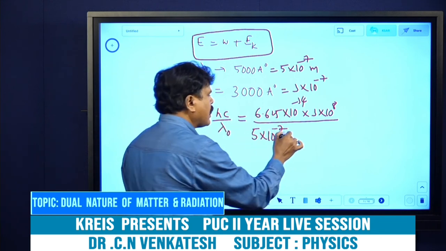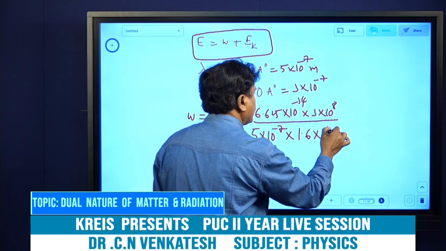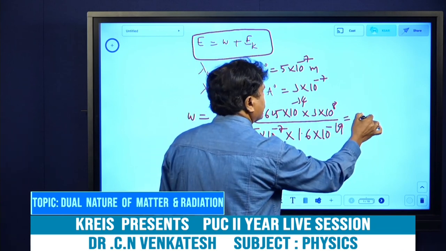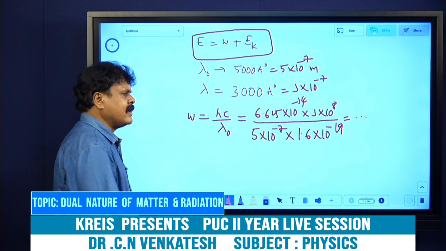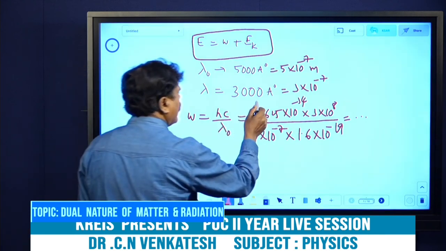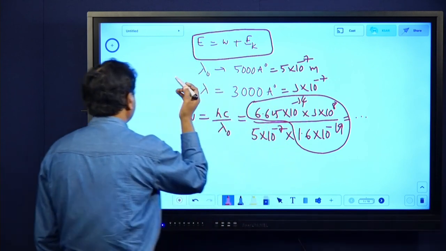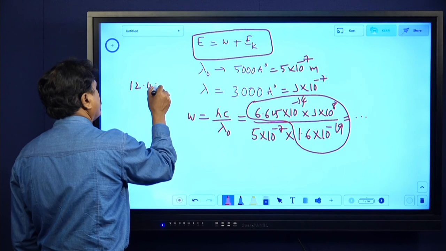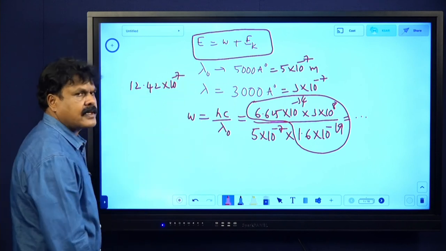But if you divide this by 1.6 into 10 power minus 19, that is the charge on the electron, you will get the answer in electron volts. For CET purposes, we'll be knowing this value, 12.42 into 10 power minus 7. But you calculate, you'll get the same thing.